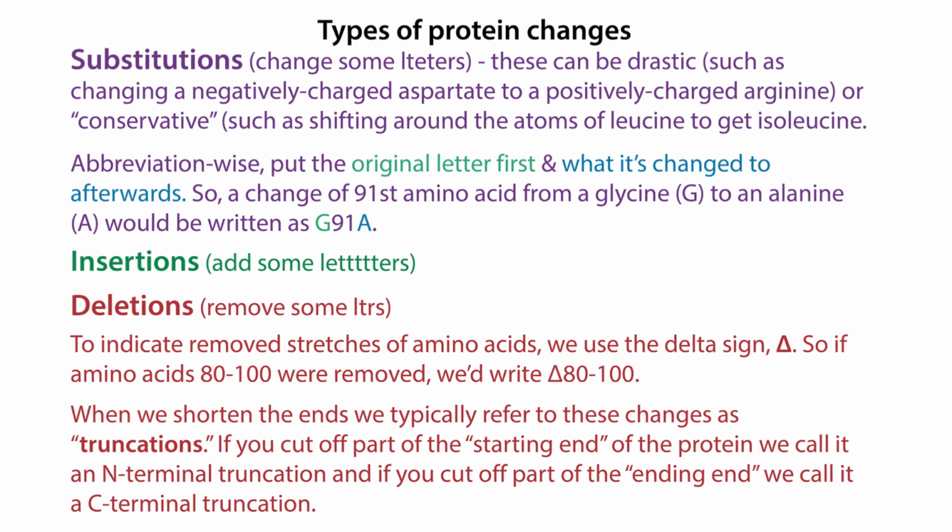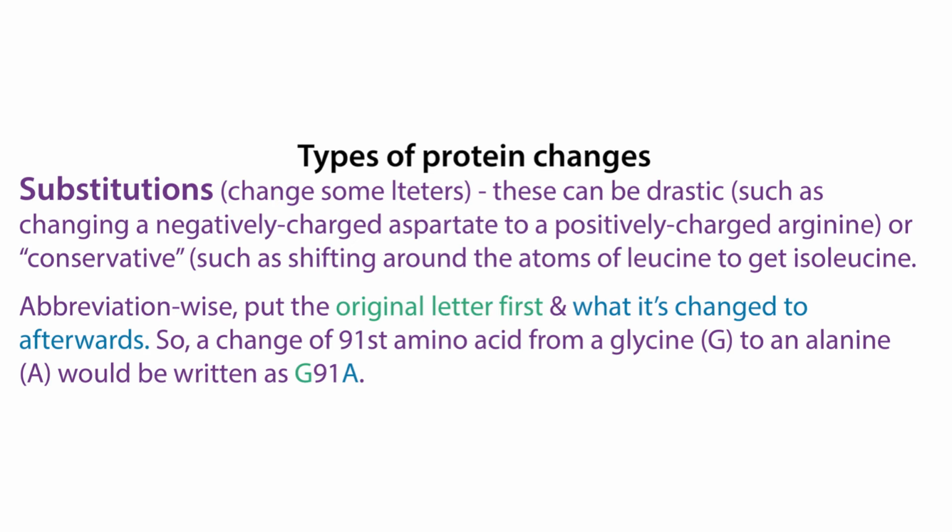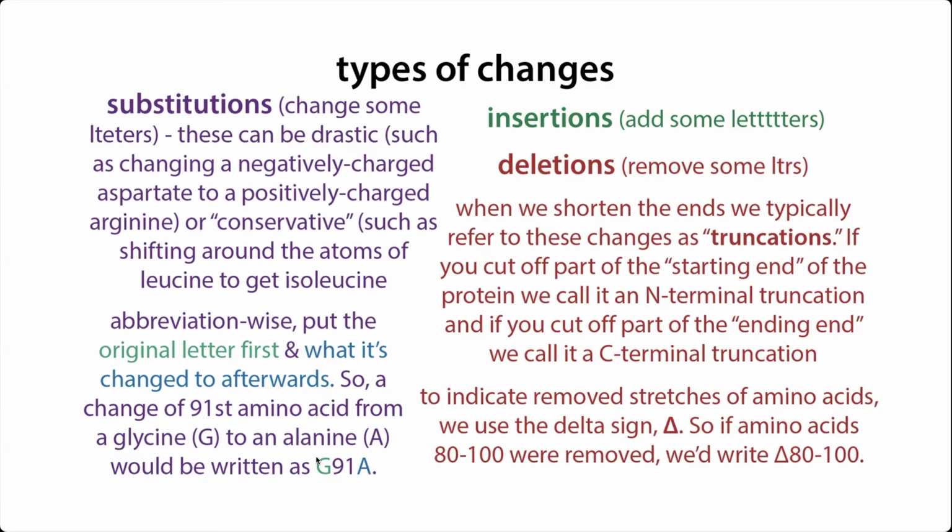I'll go into more detail, but basically for a substitution, where you're changing one amino acid for another, you give the location of the change. Before that, you put what it was originally, and after the number, you put what it was changed to. So G91A would indicate that at the 91st position of the amino acid sequence, you went from a glycine to an alanine. So you substituted a glycine for an alanine. This is what's there now, and this is what was there.